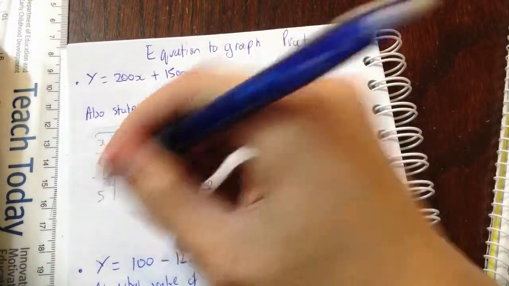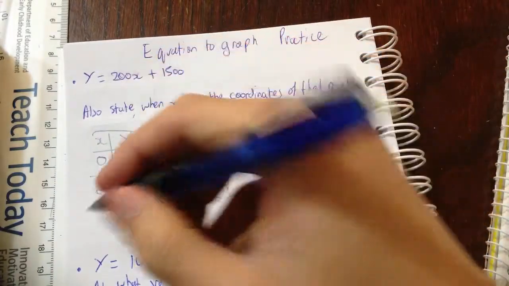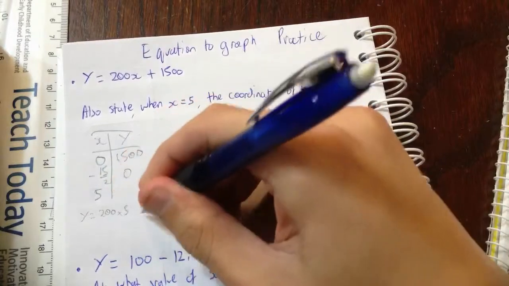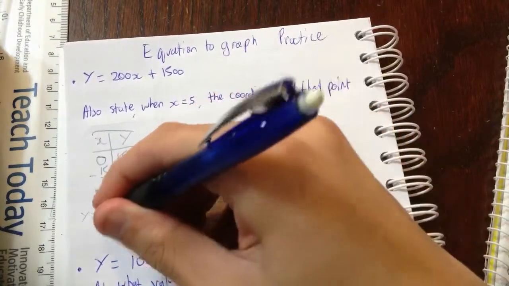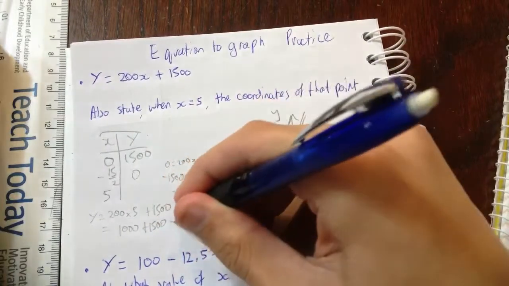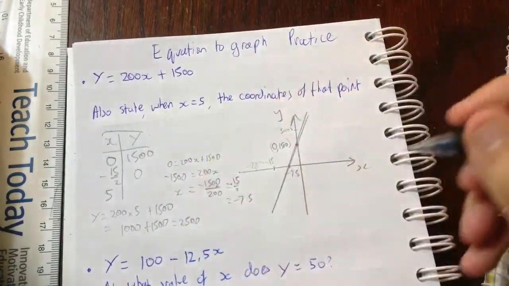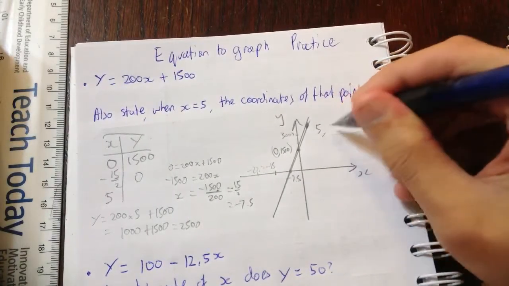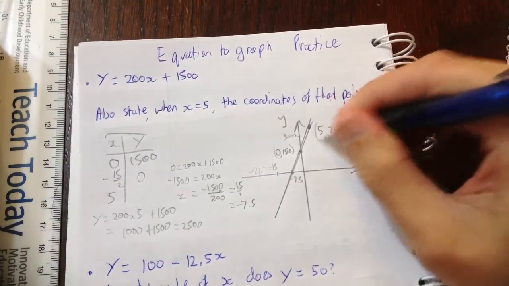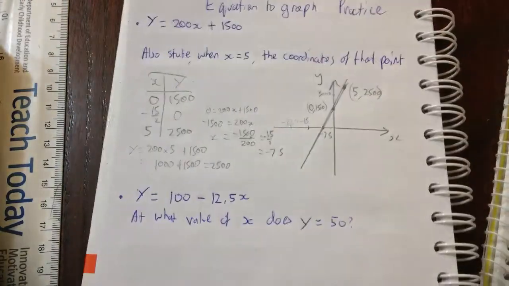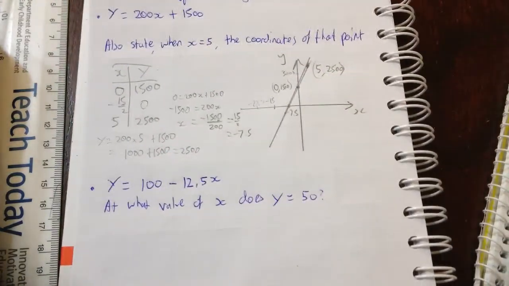Okay, now when x equals 5, what does y equal? So x equals 5, we sub 5 into there. y equals 200 times 5 plus 1500, equals 1000 plus 1500, equals 2500. So when x equals 5, we can put this point over here: 5, the y value is 2500. Pretty easy. Not too bad.